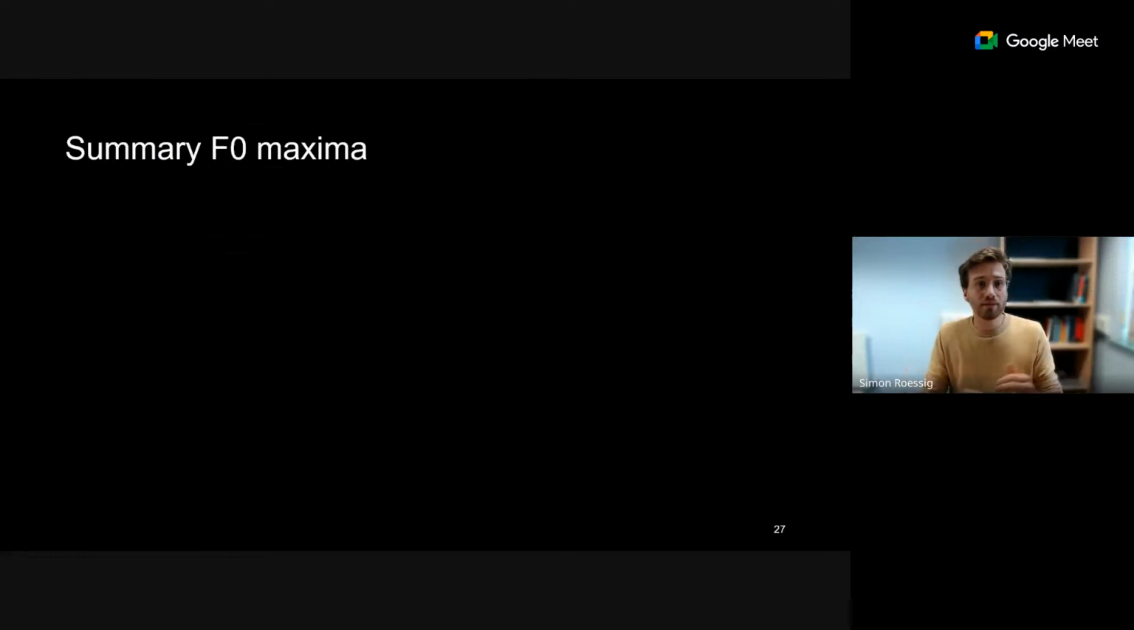So what do we find here? To summarize our findings here for F0 maximum, there is an effect when it comes to whether the prenuclear domain is in focus versus when it's not.